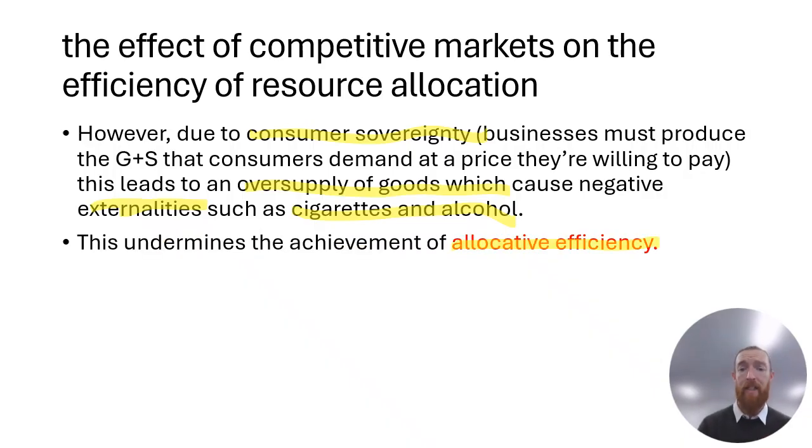So competitive markets, while they can achieve allocative and technical efficiency, can also undermine allocative efficiency because consumer sovereignty exists and we consume a lot of goods and services that are not good for us.